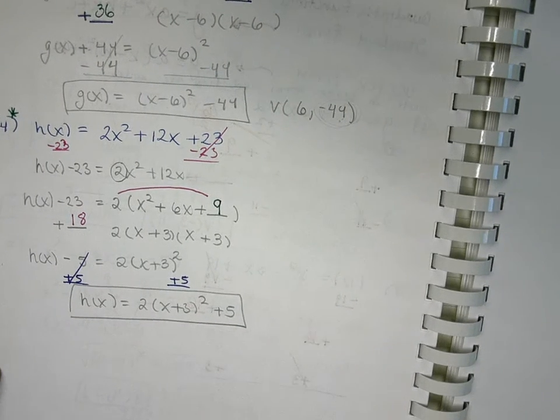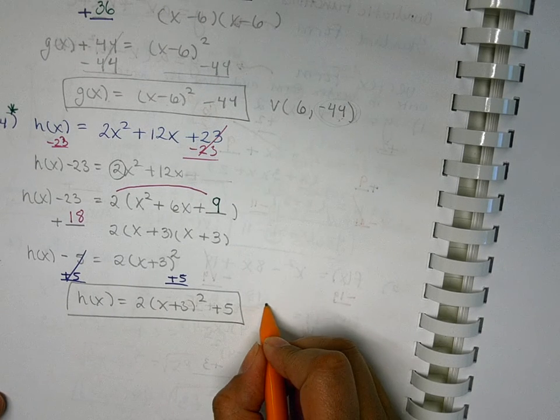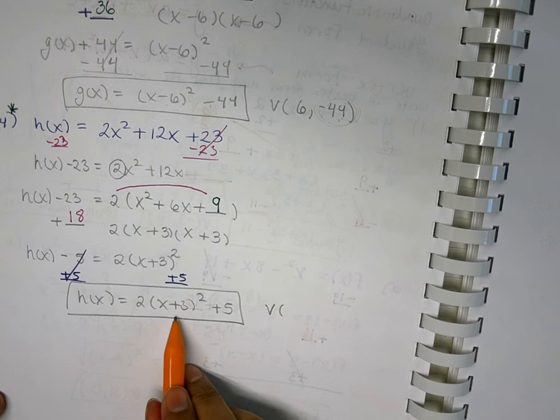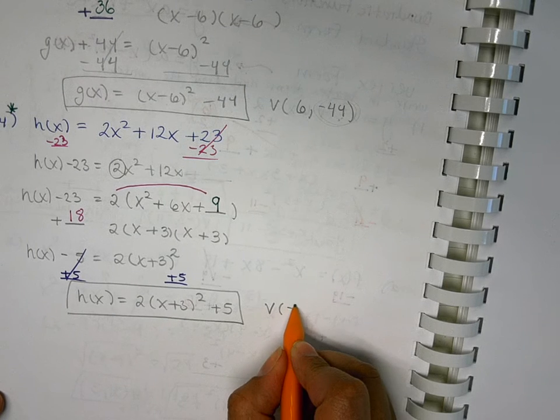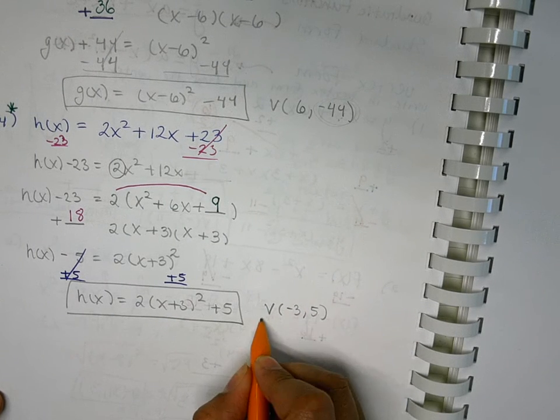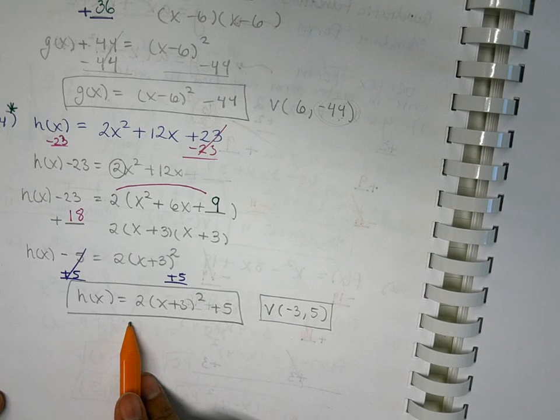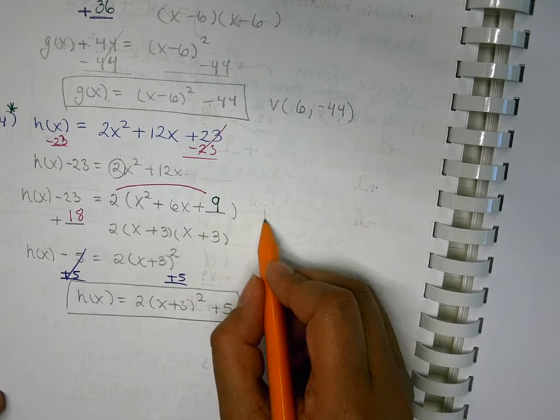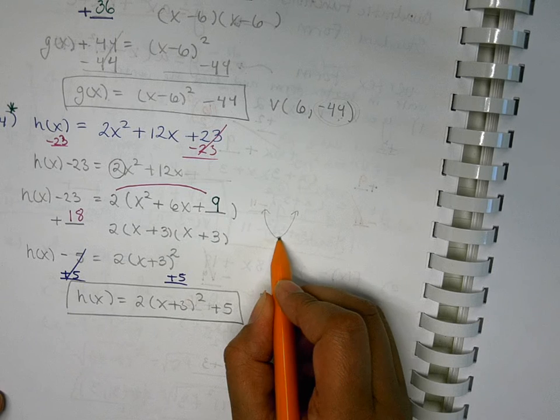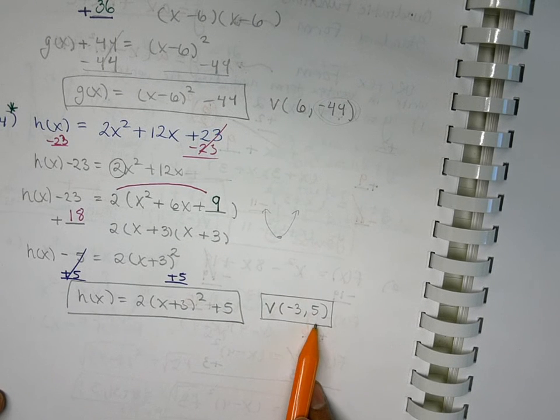Does that make sense? All right. What is the vertex? Remember, opposite, same. Negative 3, comma 5. And is it opening up or down? It's positive 2, so it's opening up, max or min? Min, and the minimum value is? 5. Got it? All right.